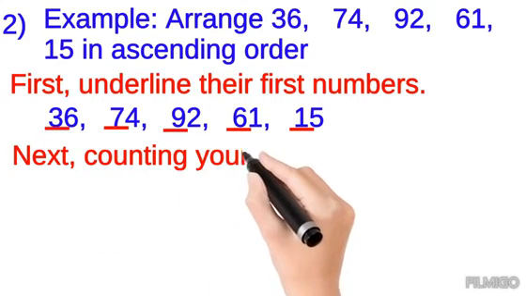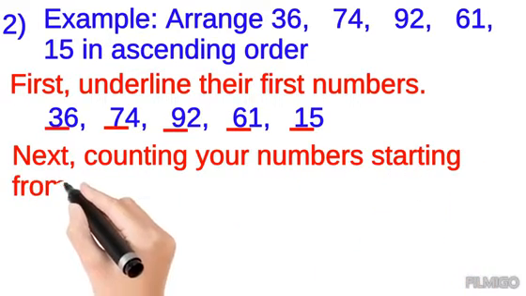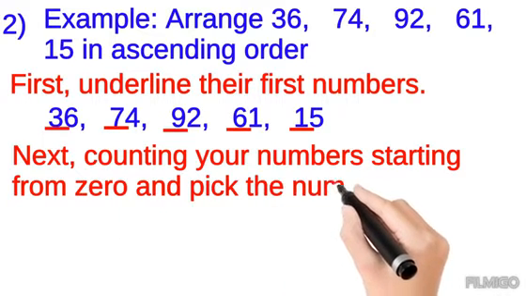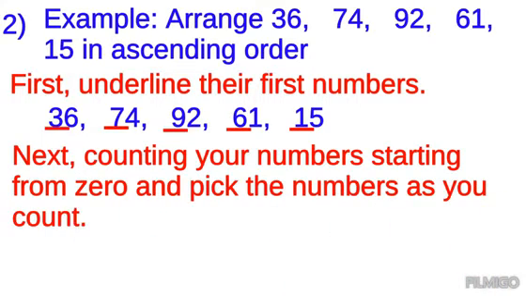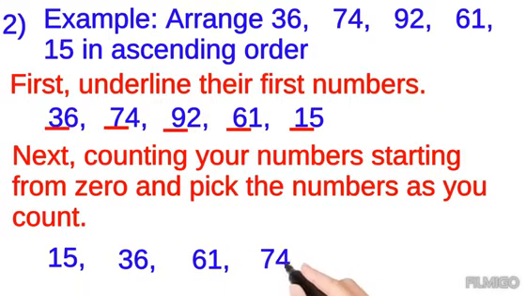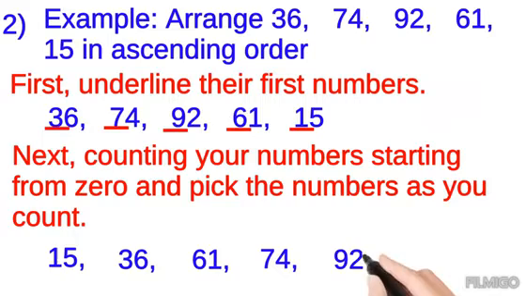Next, counting your numbers starting from 0 and pick the numbers as you count. So is there 1 there? Yes, which is 15. There is no 2. There is 3, which is 36. We don't have 4 that is underlined. We don't have 5. We don't have 6. Oh, we have 6, which is 61. We have 7, which is 74. And finally, we have 9 because there is no 8, so which is 92.